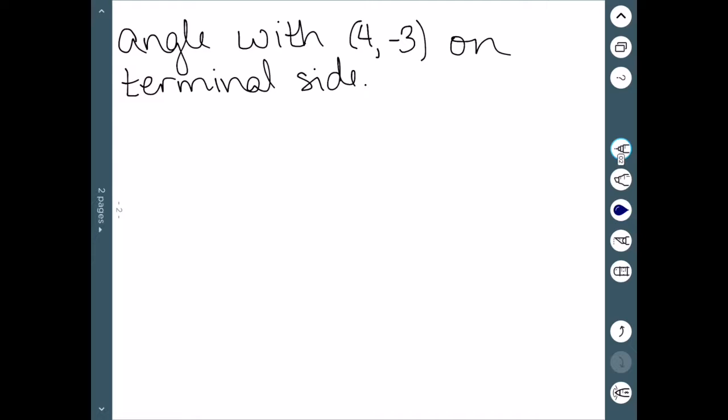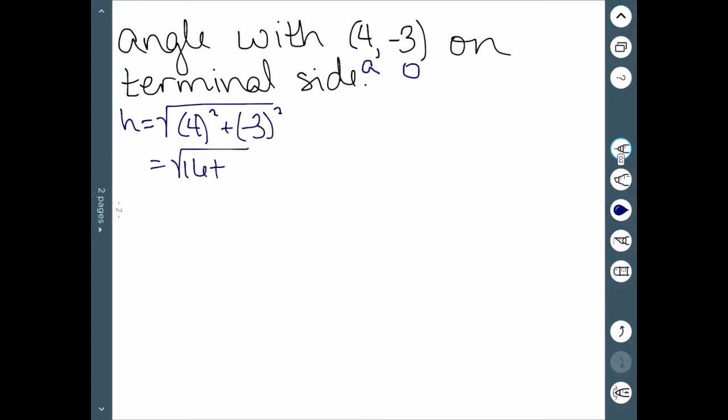Let's now consider an angle with (4, -3) on the terminal side, and we want to find all 6 trig functions. In this case, the 4 is the adjacent and the -3 is the opposite. If you have a hard time remembering that, just remember that it's always in alphabetical order. Your hypotenuse, on the other hand, comes from the square root of 4 squared plus -3 squared. This is 16 plus 9, which is the square root of 25. So the hypotenuse is 5.